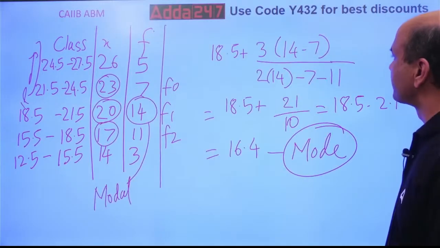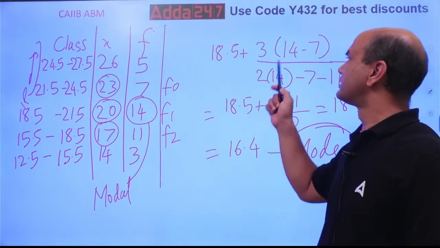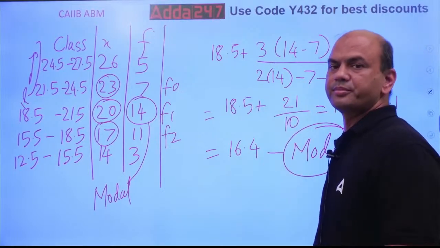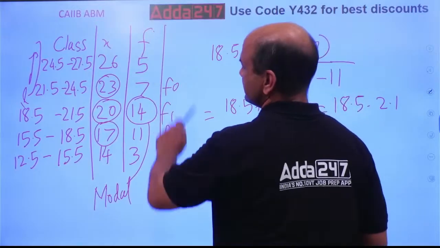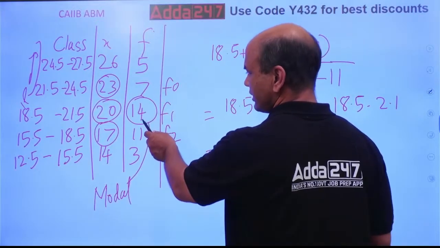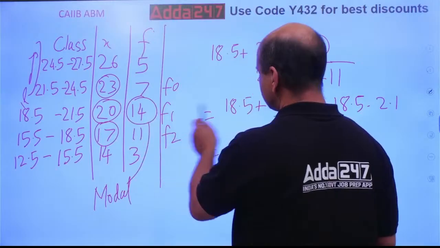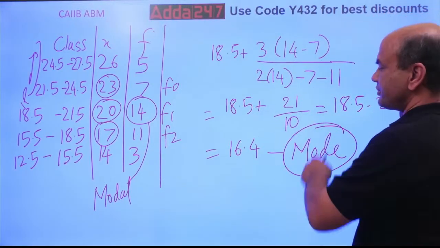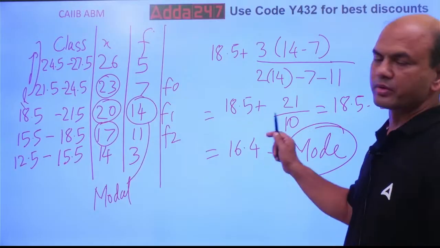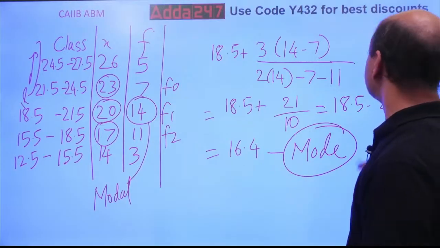Mode. L plus this H into F1 minus F0 upon 2F1 minus F0 minus this F2. So solve this. You'll get it as 16.4. Next, median.